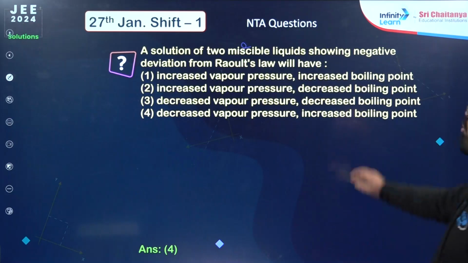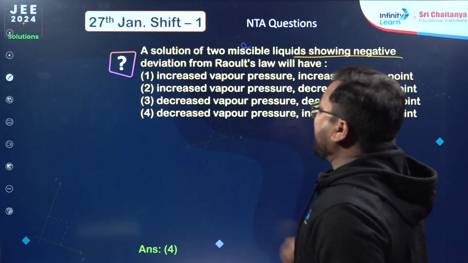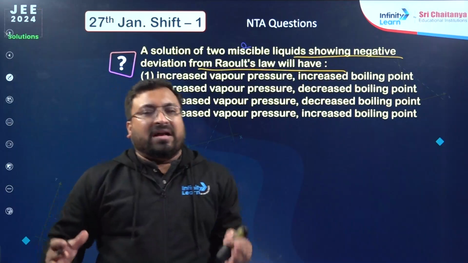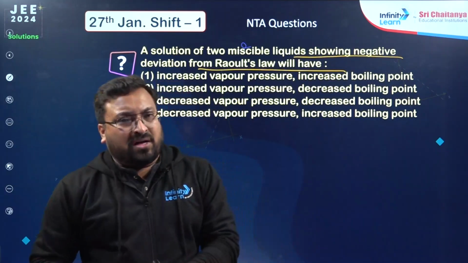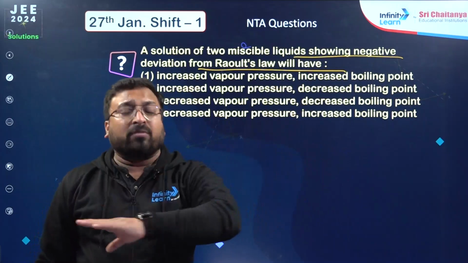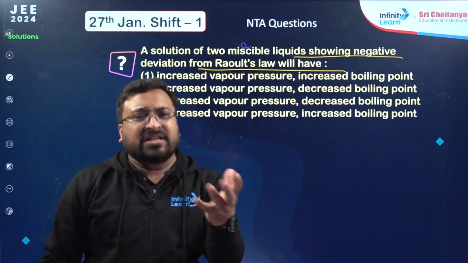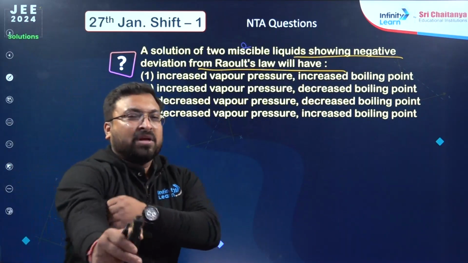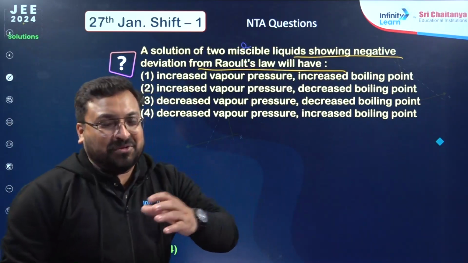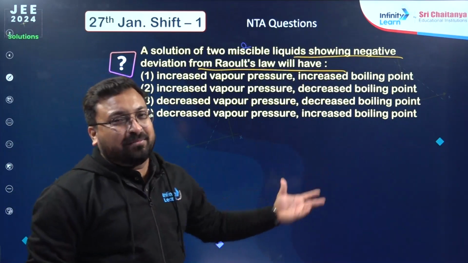A solution of two miscible liquids showing negative deviation from Raoult's law. Negative deviation, for mathematics it seems very simple, but from the science point of view, it is one of the biggest and very interesting sciences involved in this. Okay, so 2 plus 2 is 4, but in chemistry, this is very interesting mathematics over here.